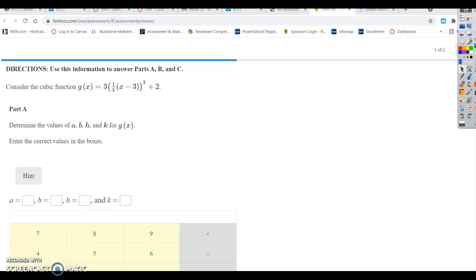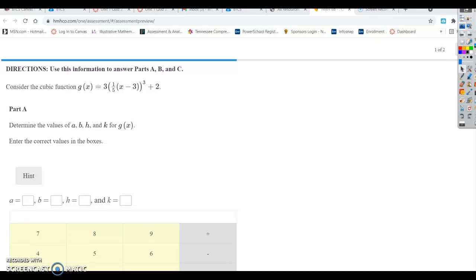This is lesson 3.1, do the math. So we're going to look at graphing some polynomial functions. The first thing I want to do is remind you of what the general parent function is.